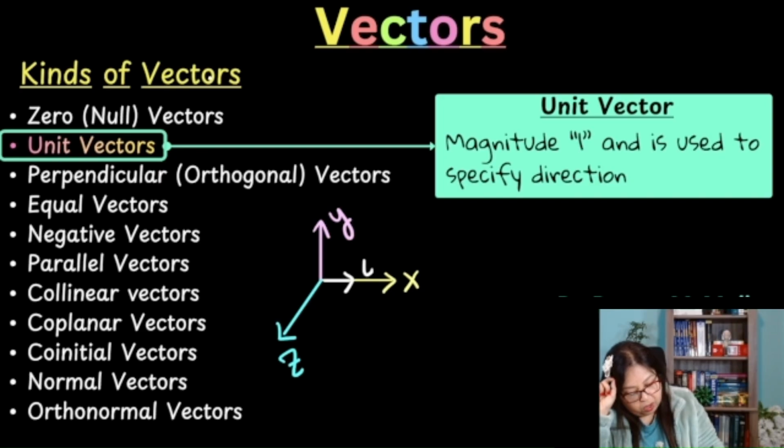So the unit vector that goes along the x-axis is called i hat. We put a hat, a cap, over the vector. That cap or hat represents that it is a unit vector. So i hat is a unit vector along the x-axis, j hat is a unit vector along the y-axis, and k hat is a unit vector along the z-axis.